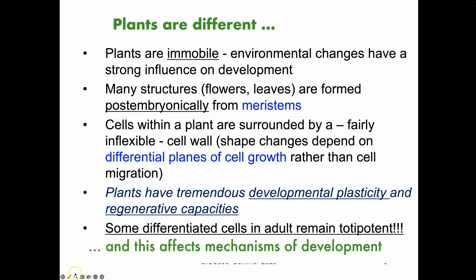Cells within a plant are surrounded by a cell wall. It's quite inflexible. It's sturdy for support and so on. But what this means is that changing the shape of something, or even growing certain structures in a particular direction, will depend on differential growth. So more growth in one area means that part of the plant grows larger, but also if you change the plane of cell division, a tissue can get wider rather than taller. We'll talk about two kinds of cell division today. And there's lots of developmental plasticity.